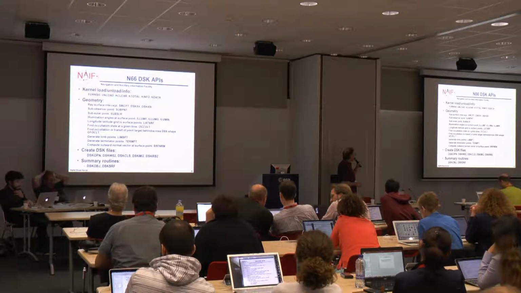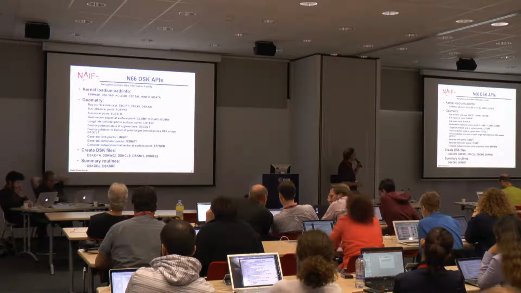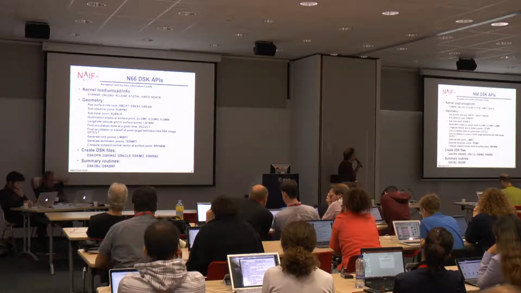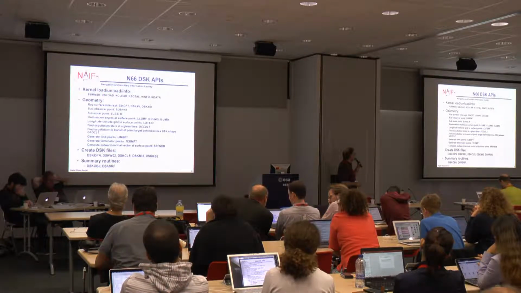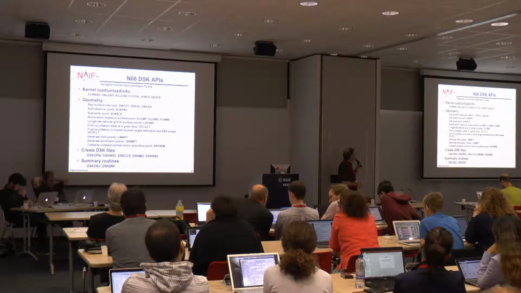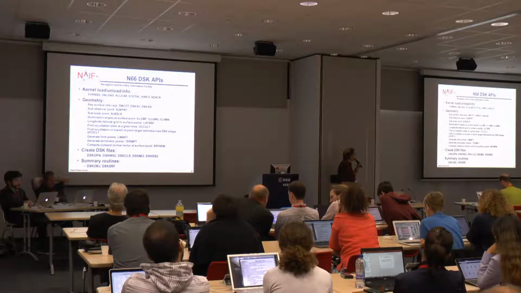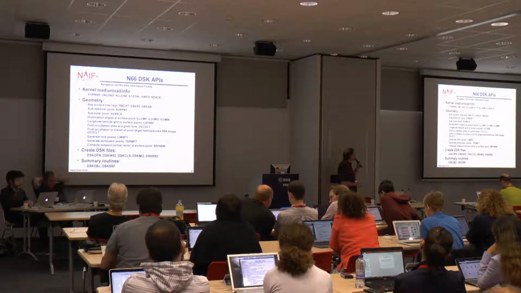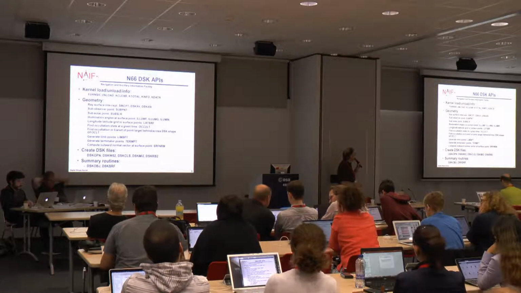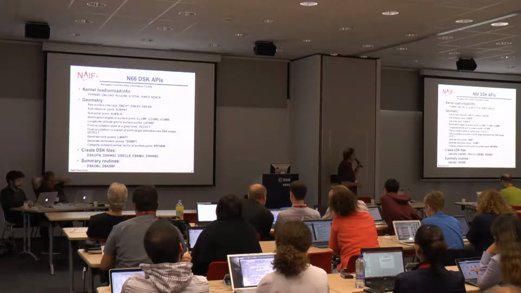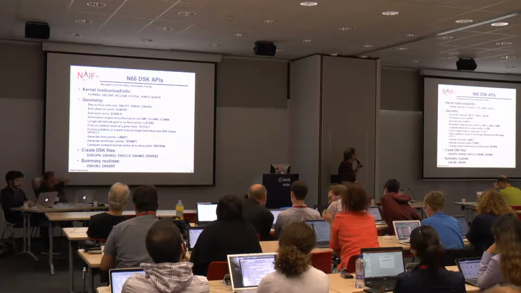Generate limb points. This is a fairly complicated routine. It is brand new in N66. It does work with ellipsoids or DSKs, and generate terminator points. Also new in N66. Another new routine, compute outward normal to surface point. This works with DSK shapes or with ellipsoids.